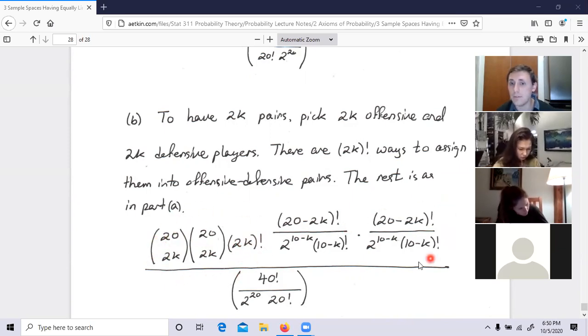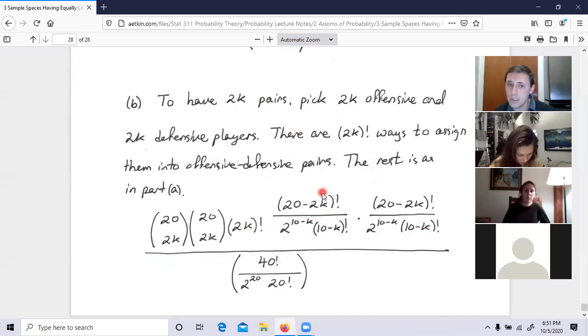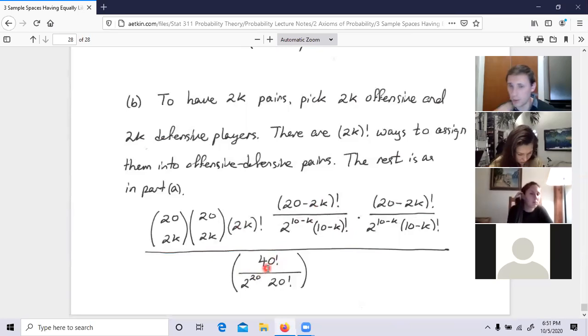And then for the remaining people, they are not supposed to be together. So I do the same procedure as I carried out in part A. So this is the same procedure, except I removed 2K individuals. So this part is part A, but with fewer individuals. Make sense? And the denominator is, of course, still the same thing as it used to be.